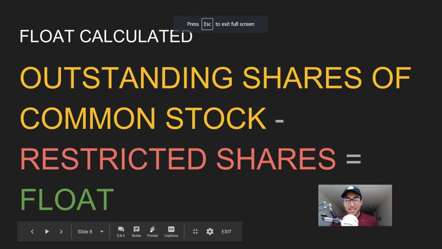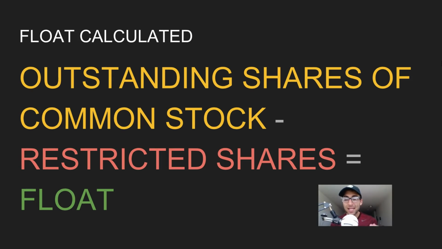So this is the float calculation. This is how the number is calculated. You can find this on many websites. If you just type in Apple float, or you can type in Tilray float, you can get that number. So outstanding shares of common stock minus the restricted shares equals the float. So this is the amount of shares out there pretty much. Float is related to shares of stock.